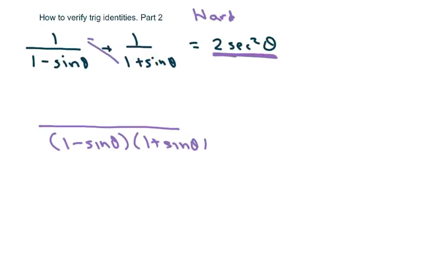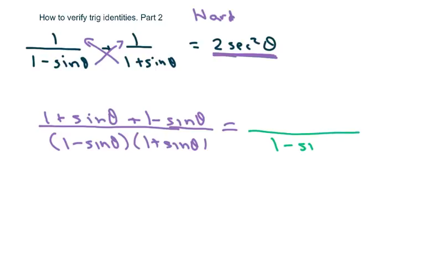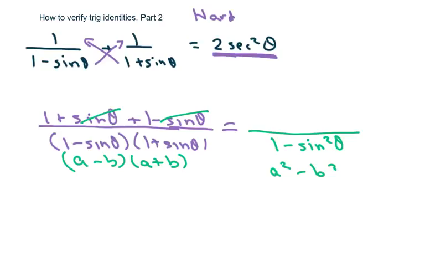And to do that, I'm just going to cross up here, so that's going to be 1 plus sine of theta plus 1 minus sine of theta. Now, when you look at this, the denominator is 1 minus sine squared theta. That's based on a minus b times a plus b, which equals a squared minus b squared. So that's all I did there. Here the signs cancel and we're left with 1 plus 1 is 2.